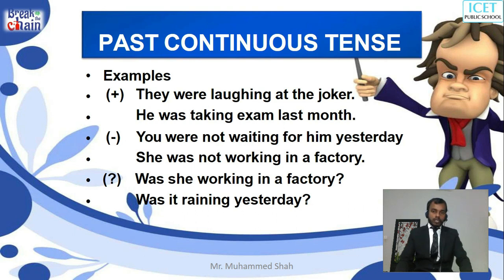Question, obviously: was she working in a factory? Was she working? Start with the auxiliary. Was it raining yesterday? So like that we can make examples of past continuous tense.